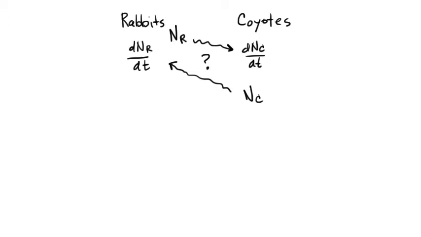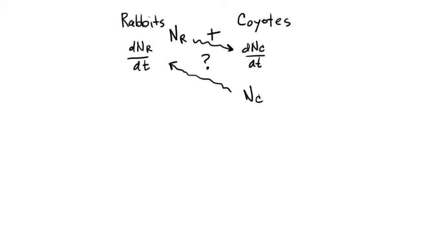We agree that NR is going to have an effect on dNC/dt. Is the sign on that arrow going to be positive or negative? If the number of rabbits increases, does the growth rate of coyotes increase along with it, or is it going to decrease? Why, yes, I agree. More rabbits means more food for coyotes, and this will result in a higher growth rate. The effect is a positive one.